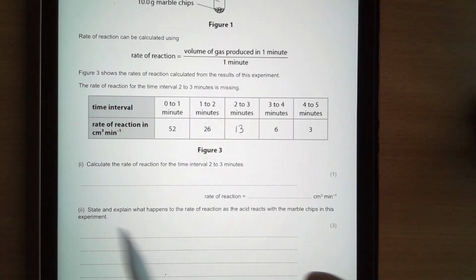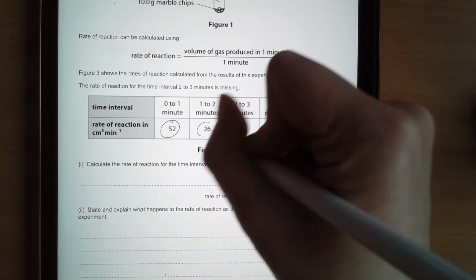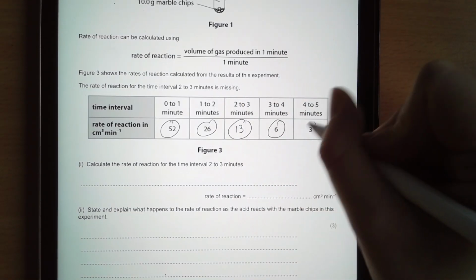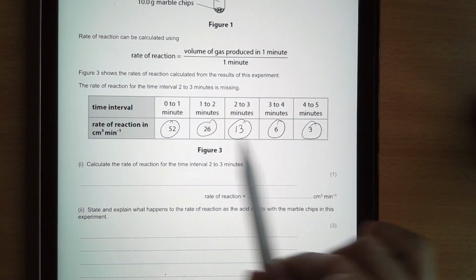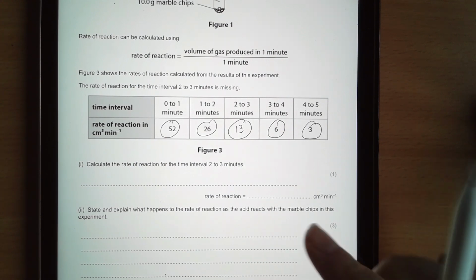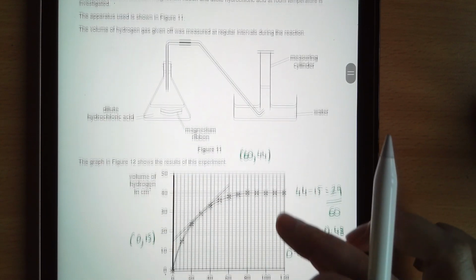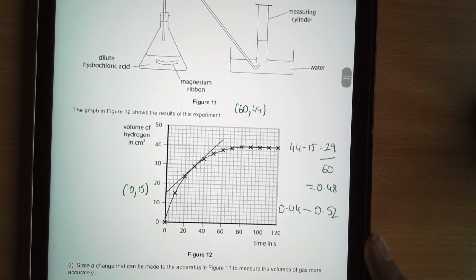And then it says, state and explain what happens to the rate of reaction as the acid reacts with the marble chips. Now we can see here these numbers represent rate of reaction: 52, 26, 13, 6 and 3. So over time the rate of reaction is slowing down. So your first thing will be the rate of reaction slows down, and then you need to say why, because the particles are all getting used up, and then you're going to have less frequent collisions. Most of this I think you'll get from the mark scheme. This one here is about calculating the rate using a tangent.